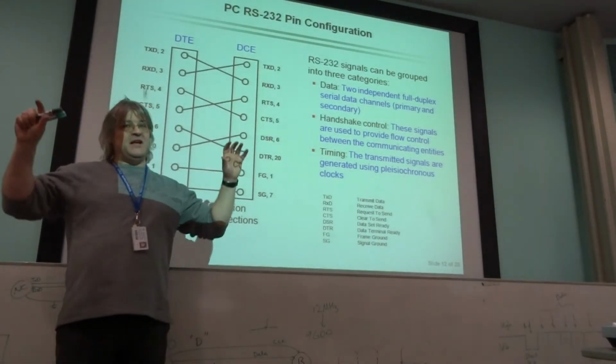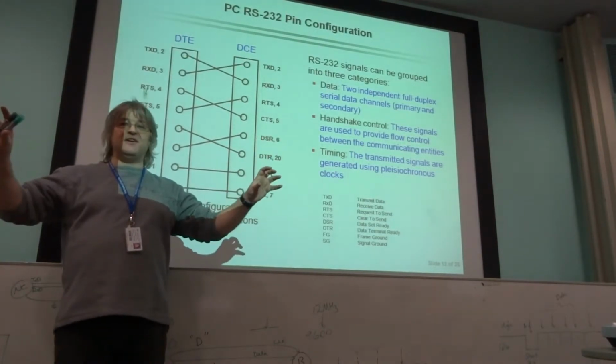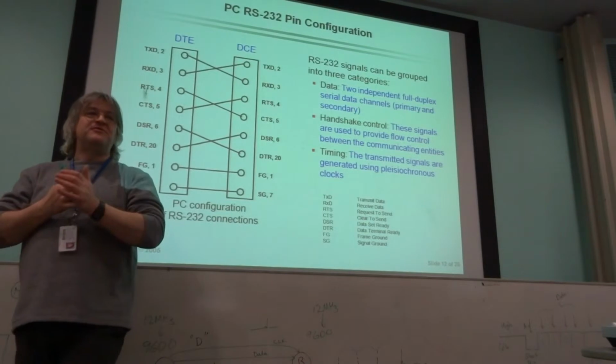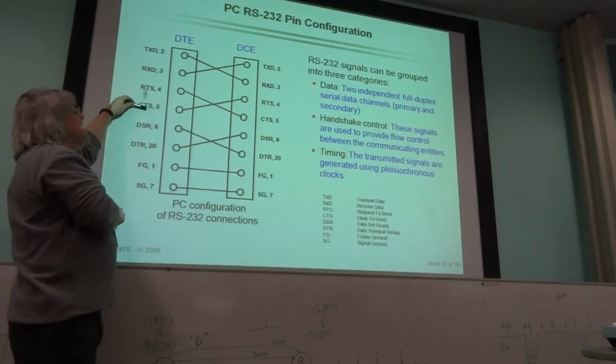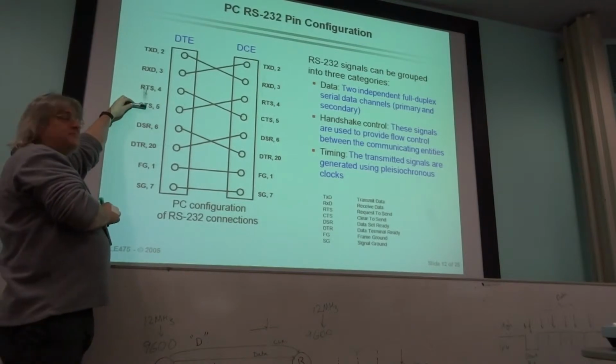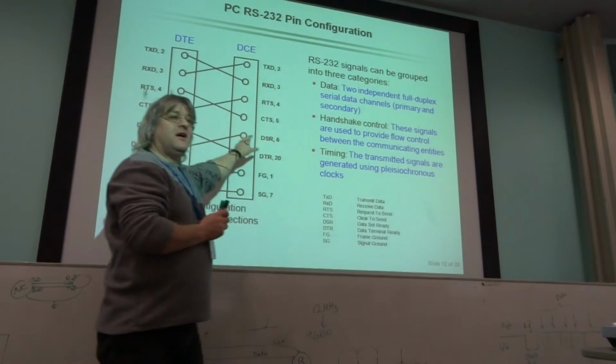Now, remember, in a full duplex communication system, there are 2 transmitters and 2 receivers, because each entity is both a transmitter and a receiver. So that's why on this particular device you can see a ready to send and a clear to send. And there is additional handshaking as well that's available.